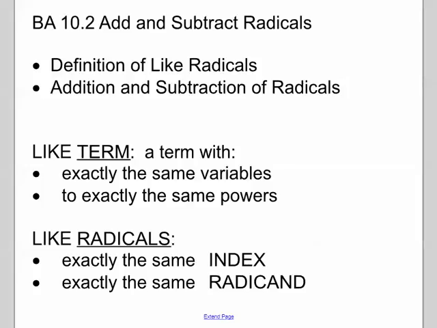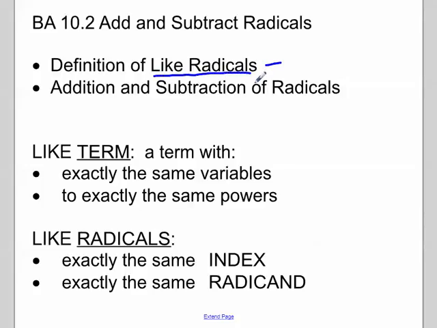We're going to add and subtract radicals. Believe it or not, we are. So before we do that, we've got to get to an idea of what a like radical is. Hang on a second, see if we can write with something here. All right, what's a like radical? Because we have to talk about like radicals.